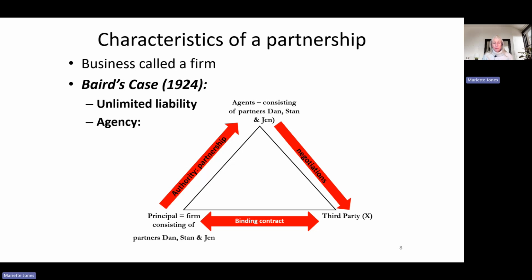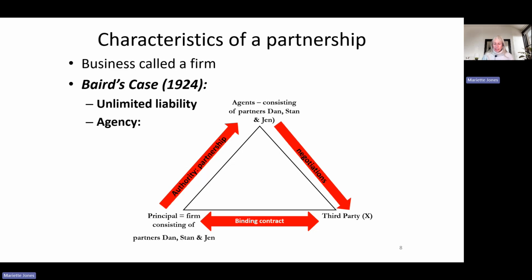In Baird's case, formally it's referred to as Baird versus Lease, which was a case decided in 1924. In this case, the court confirmed that the partnership has no separate legal personality distinct from its partners. This means that the partner or the firm itself cannot own property or incur obligations independently. Instead, the partners personally own the firm's assets and are personally liable for its debts. This case underscored the principle of unlimited personal liability in general partnerships.